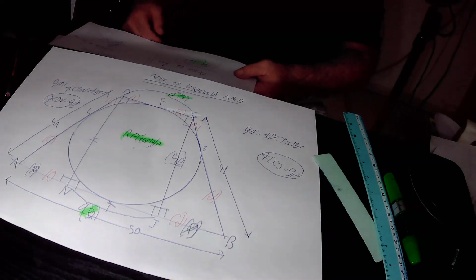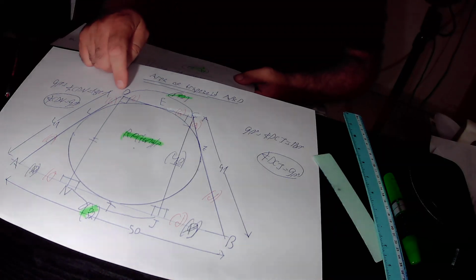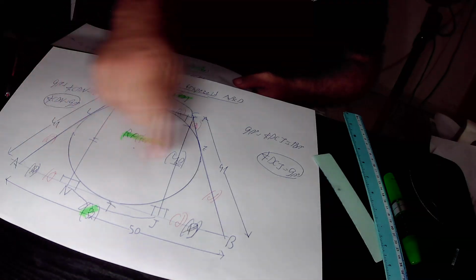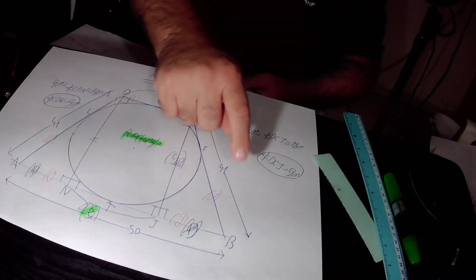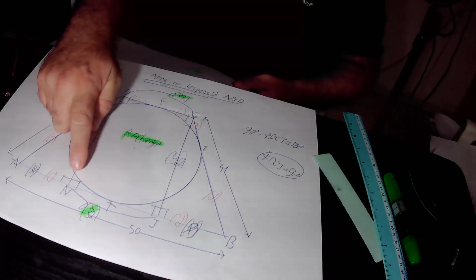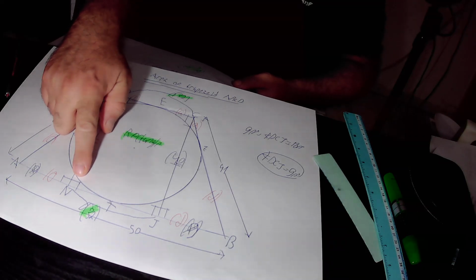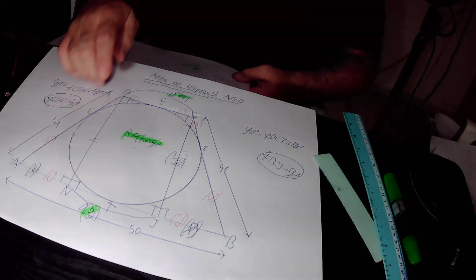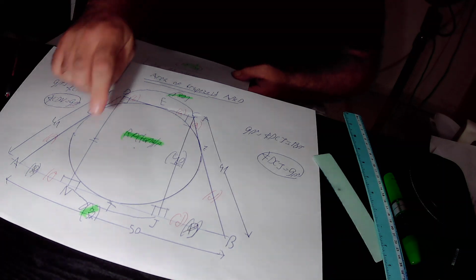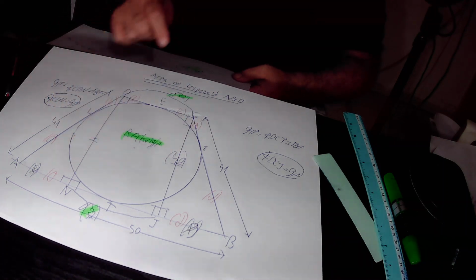Likewise, we did another construction: from point D, we draw a perpendicular on AB. So this angle equals 90 degrees, and this angle also equals 90 degrees according to our construction. We define the touching point of the perpendicular from point D and AB. This point is point N.